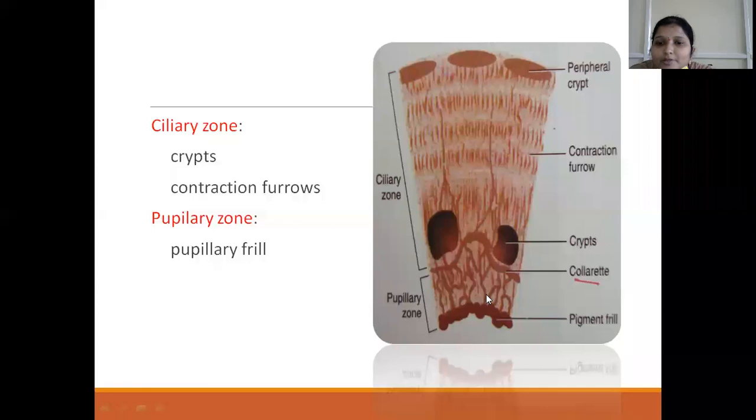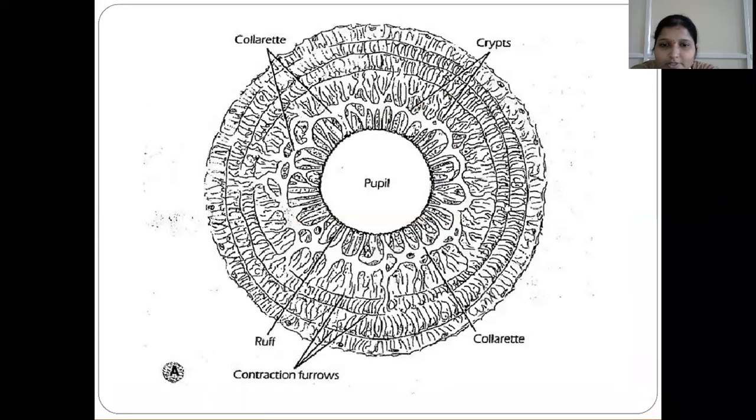It is characterized by the presence of the pigment pupillary frill. It is formed due to the extension of the posterior pigment layer into the anterior epithelial layer. So this is also another representation of the iris. Here you can see this faint zone is the collarette. It divides the whole iris into the central pupillary zone and the peripheral ciliary zone. And here you can see crypts, where there is absence of the anterior limiting membrane.